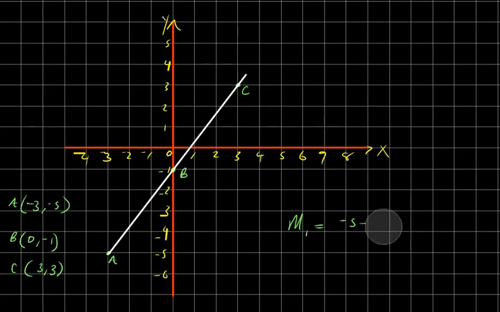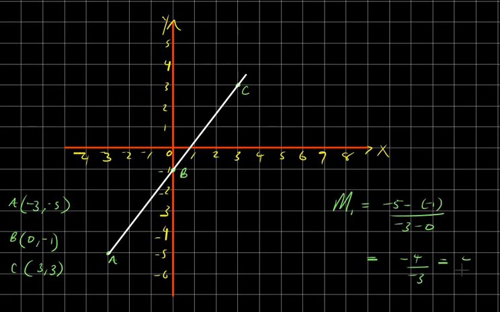Let me change the way I want to present this. Let's say we want to find the first gradient for the line AB. Let's call it M1. We know that M1 is going to be Y2 minus Y1, divided by X2 minus X1. So here we are going to have negative 4 divided by negative 3, and the answer is going to give us 4/3. So that is our M1.